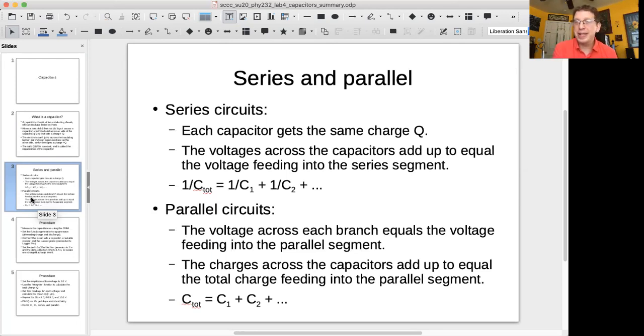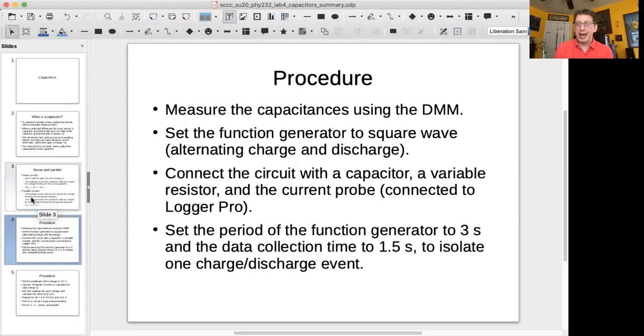And in a parallel segment, the total capacitance is equal to the sum of the individual capacitances. So C total is equal to C1 plus C2, and if there are more capacitors, plus C3 plus C4. In this experiment, we're only going to be looking at 2 capacitors.